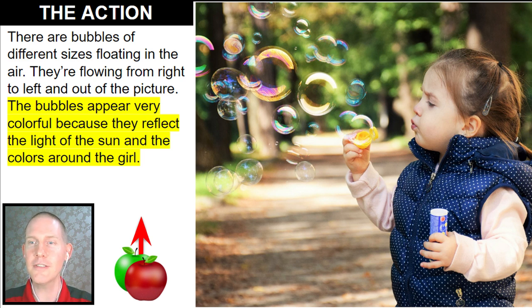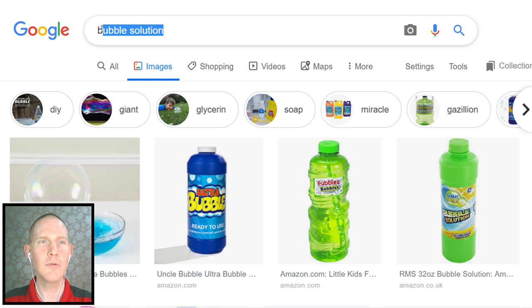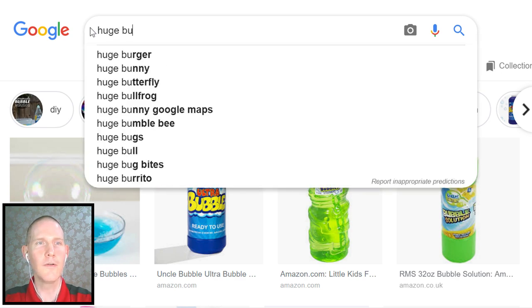Vera Kalugina says the bubbles can be huge sometimes. Yes, I've seen them. What do you say we go and take a quick look at some bubbles? Because bubbles are awesome. So let's see, we'll say huge bubbles.